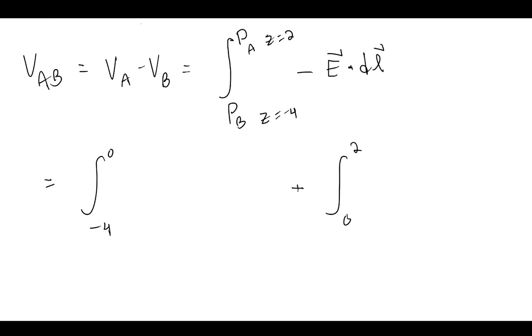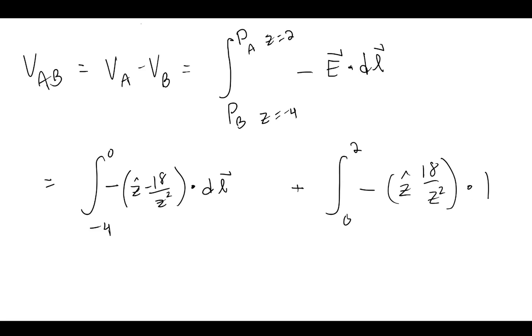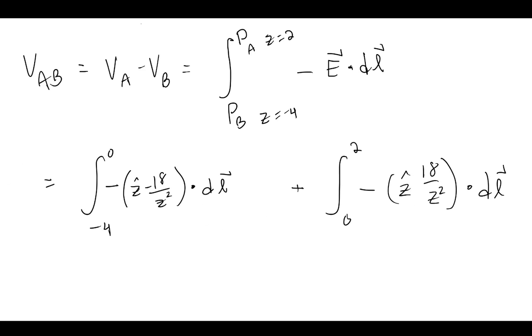Okay, now if we do that and substitute in for our fields, on the negative one our field is minus, so we have the minus, and we're going to have to find some dl, whereas in this part we have minus z hat dot with dl. Now, if we are to go further on this, we need to determine what the dl is, and this time it's going to be a little bit more tricky.